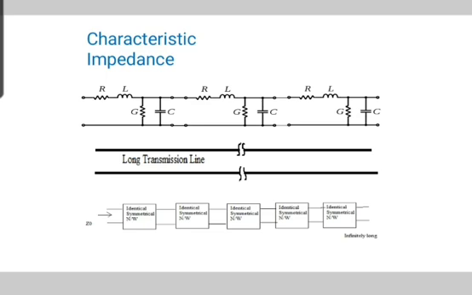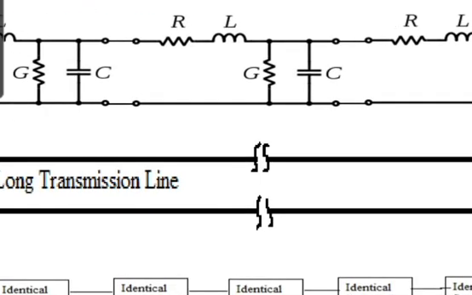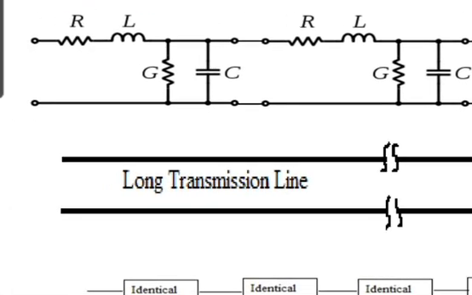So in this case, the characteristic impedance is defined as the ratio of voltage to current at any point along the line. What is characteristic impedance? It is the ratio of voltage to current at any point along the line. So mathematically, the characteristic impedance of an iterative circuit consisting of series and shunt elements is given by Z0 is equal to square root of Z by Y. Now what is Z? Z is series impedance per unit length, and what is Y? Y is shunt admittance per unit length.